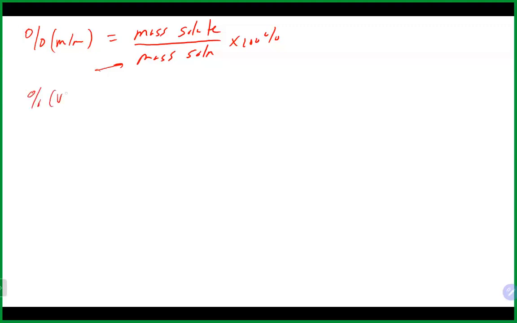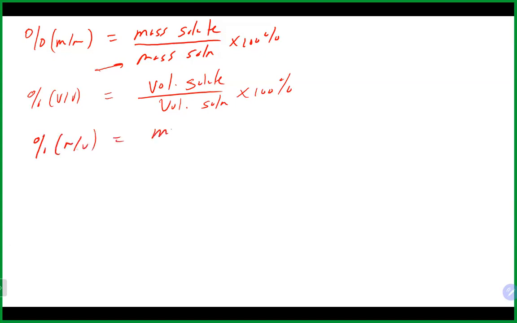Percent volume to volume, like in alcohol, is the volume of the solute divided by the volume of the solution times 100%. This is, again, kind of like milliliters over milliliters. And we also talked about, I think, percent mass to volume. And that's the mass of the solute over the volume of solution times 100%.